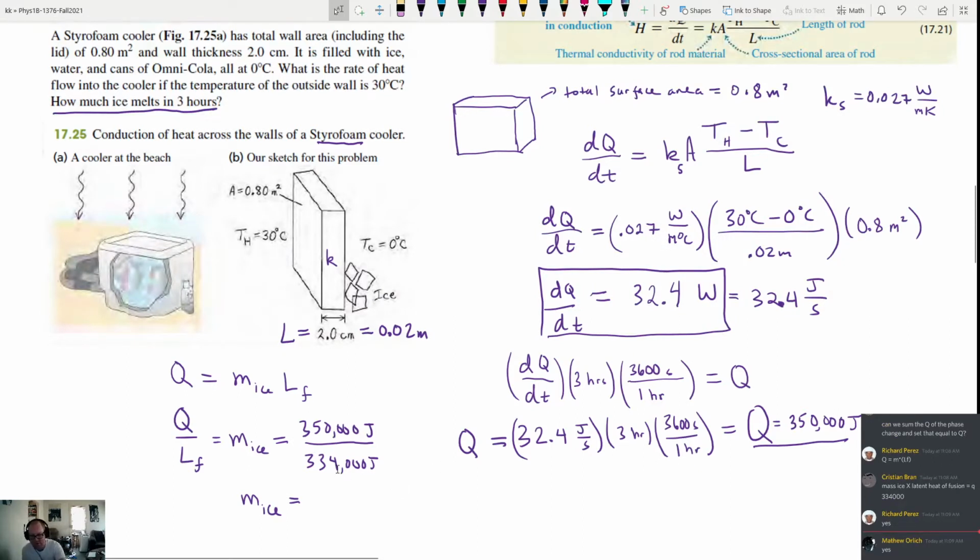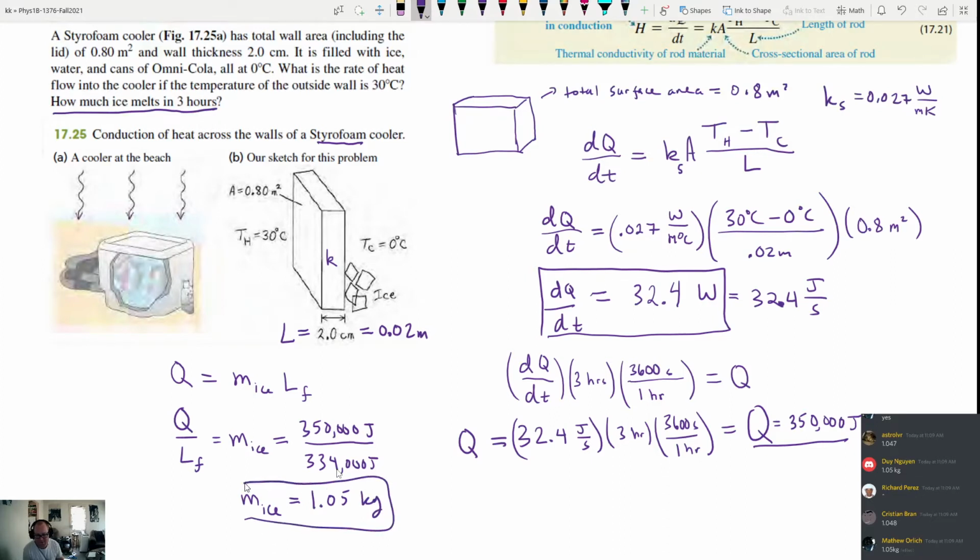All right, what do you all get as your answer? Let's see. It's really close to 1.05 kilograms. That's a lot of ice, actually. A kilogram of ice is a lot of ice, right? How many kilograms of ice are there in a bag of ice? You could buy a bag of ice, it's probably like 3 pounds, 5 pounds, something like that. A few kilograms, I guess.